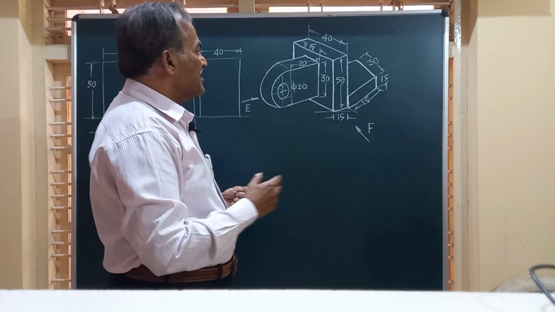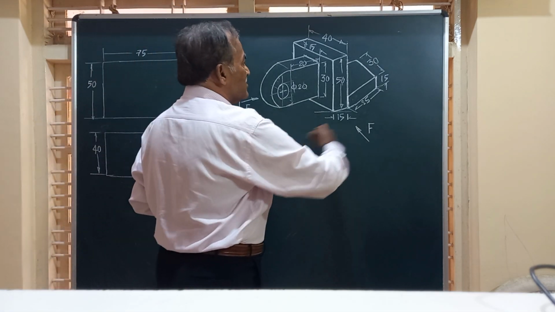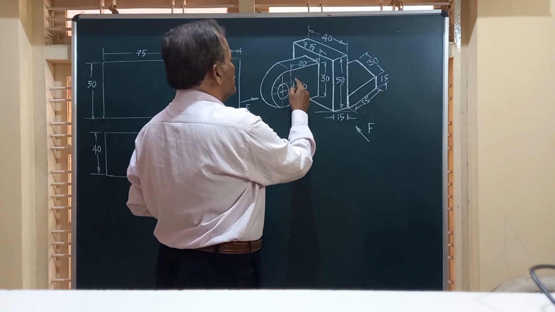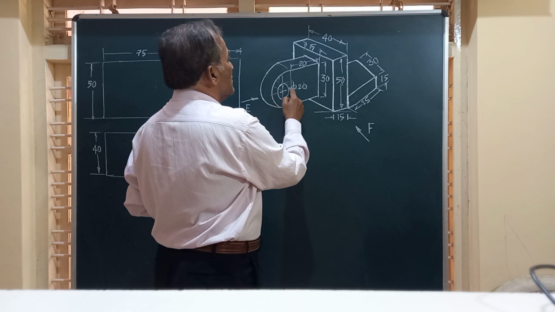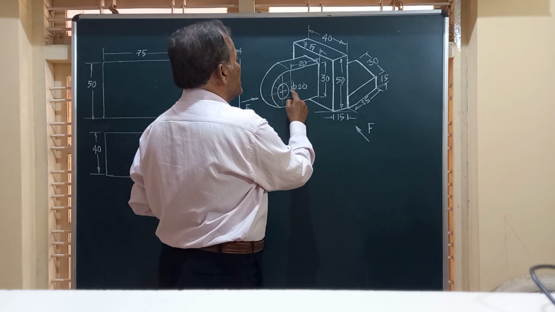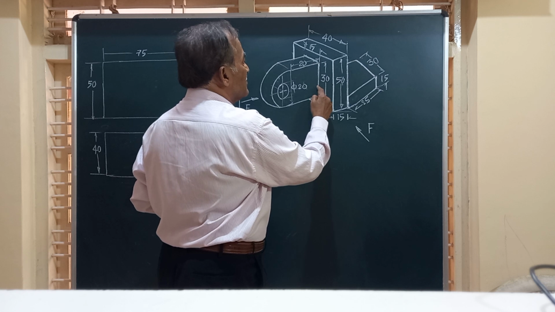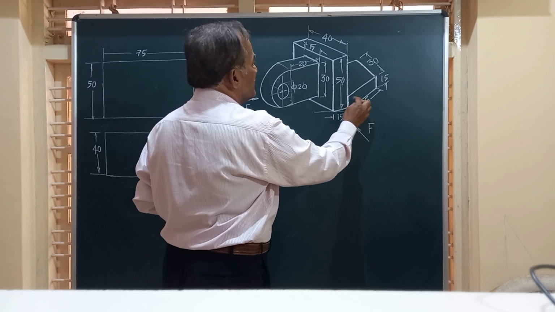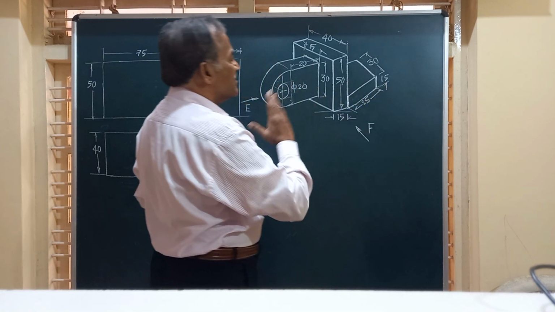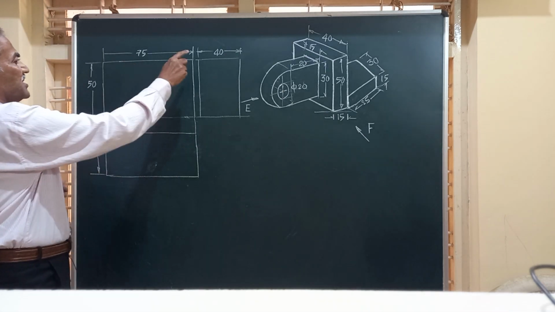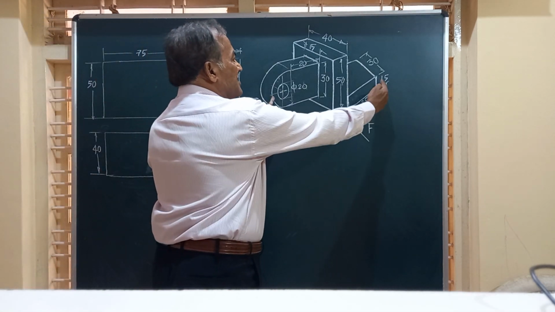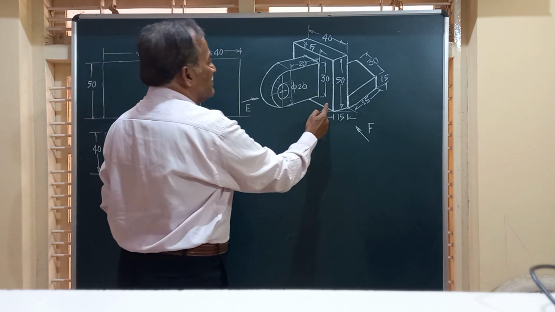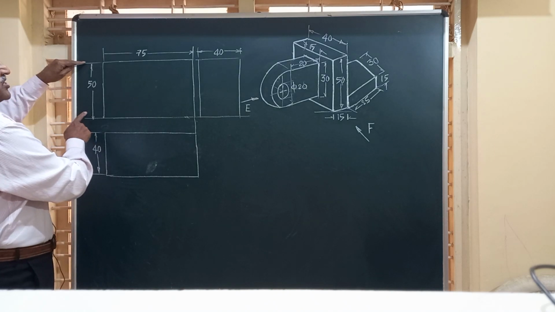So friends, let us see what is the length. This is 30, and that means this is 15. 15 here plus 20 is 35, 35 plus 15 is 50, 50 plus 25 is 75. That is the total length from this end till this last line. And friends, the height of this will be this 50 that I have shown here.